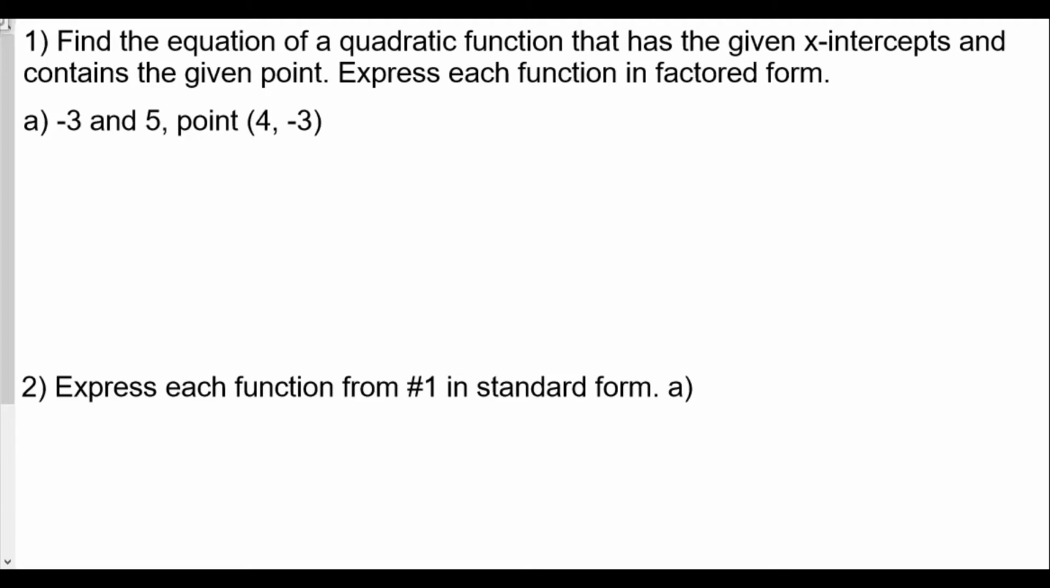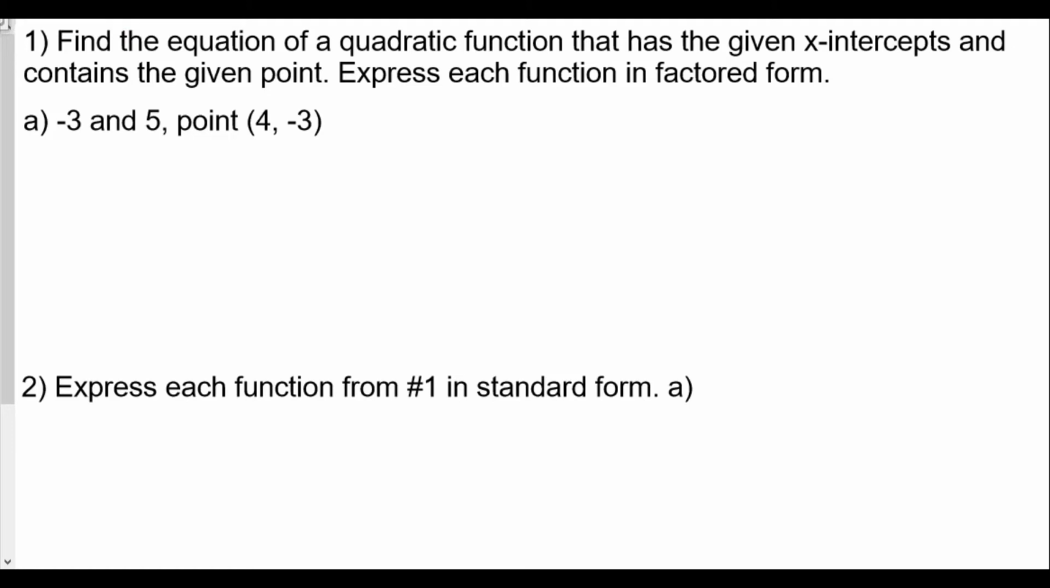And so this basically is going to go over just the root form of a quadratic function, and in this case how we use information to find it. So our first question comes to question number 1a, and then we'll do 2a because it kind of blends into each other here. 1a says, find the equation of a quadratic function given x-intercepts and containing a given point. Express each function in factored form. They give us the roots to be -3 and 5 and the point (4, -3).